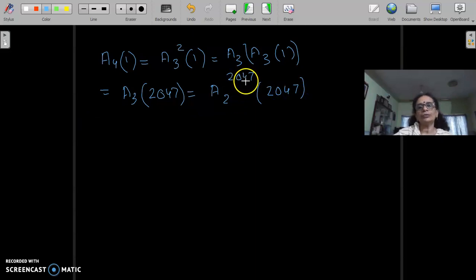Applying something 2047 times, or 2048 times, is quite a big task. So let us say this is going to be a_2 done 2048 times on a_2(2047).